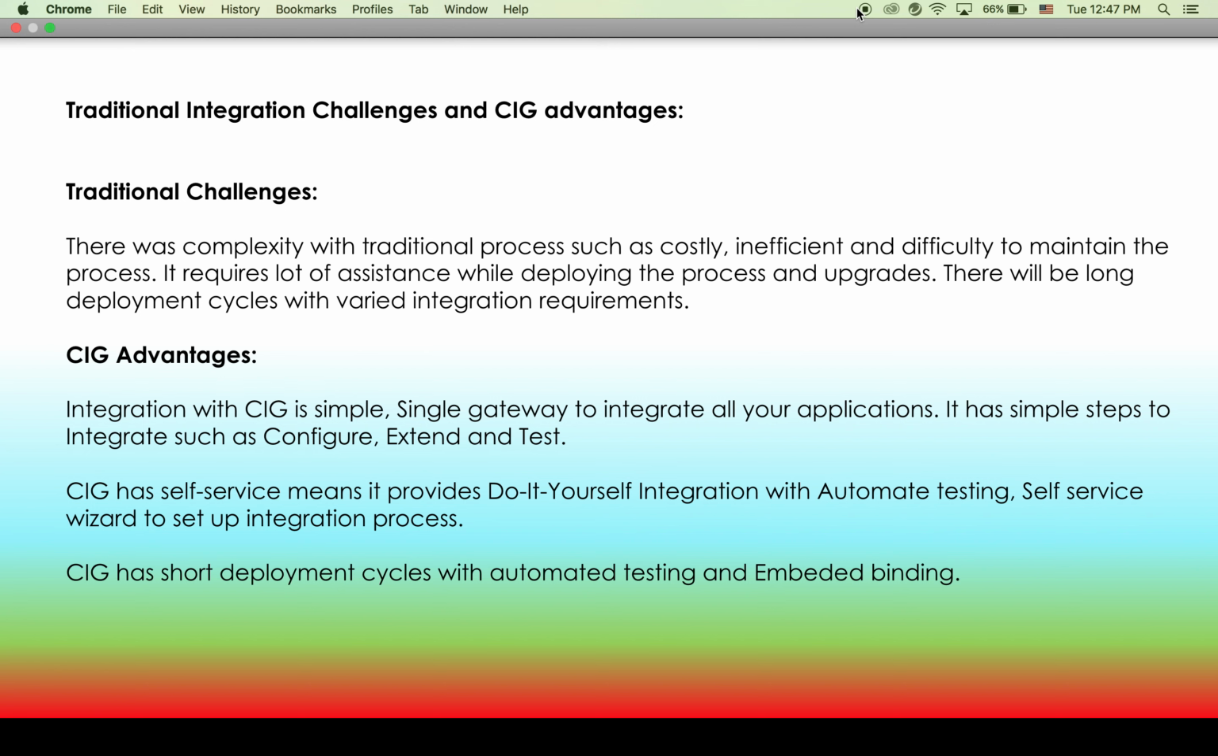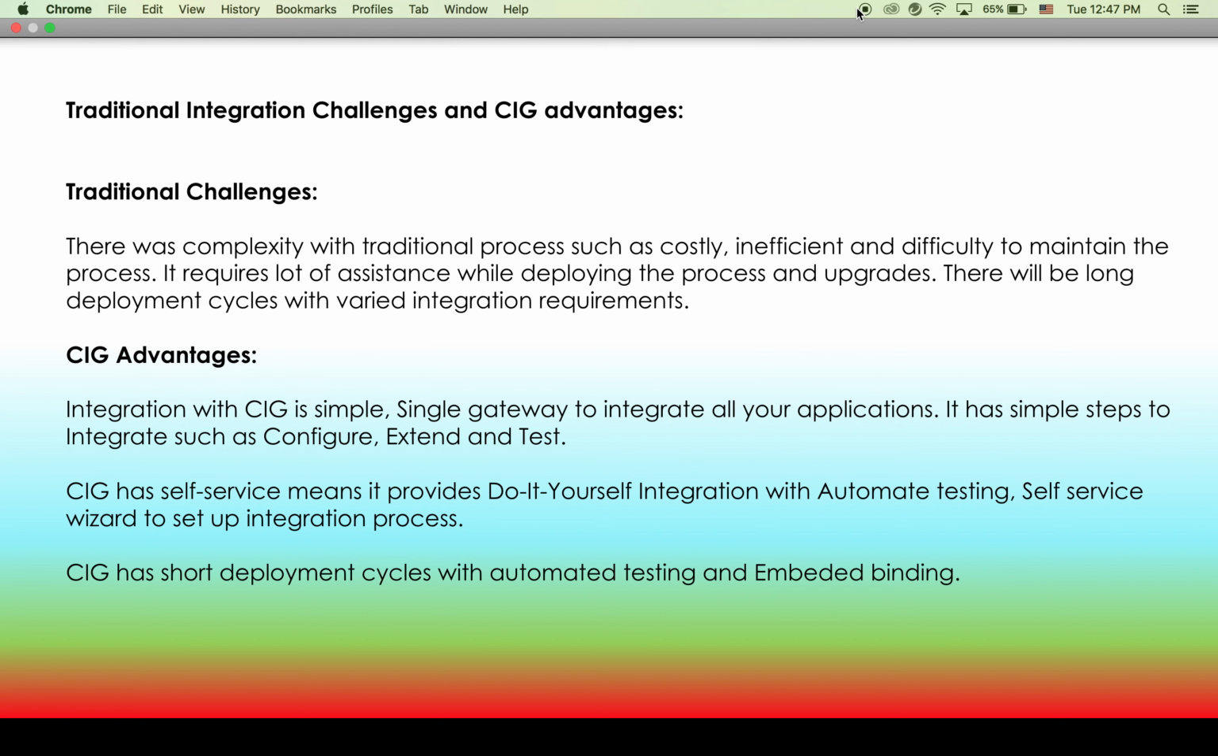CIG has self-service, which means it provides do-it-yourself integration with automated testing and a self-service wizard to set up the integration process. As I said, it is self-service, meaning do it yourself. It provides a wizard, so you can easily do integration here. Not like the batch file channel or web services channel, where a lot of configuration is required for other integration options. Here it provides a self-service wizard tool, so the system will assist you when you do integration.